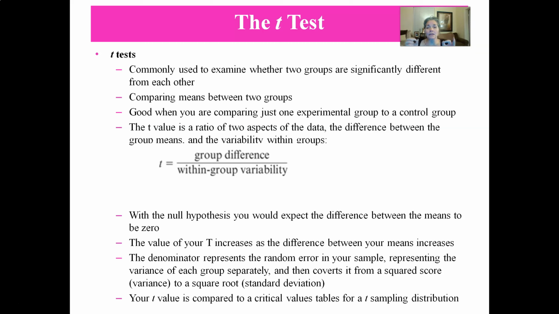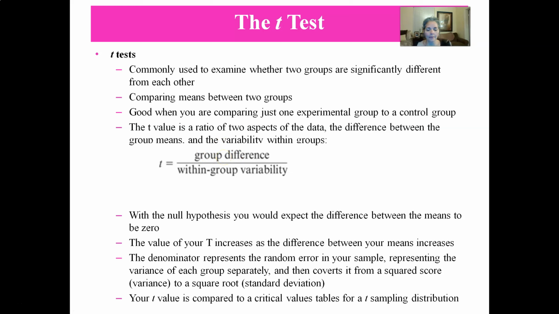What we're looking at is the means or averages of each of those groups. And it's great when you have just a control group and an experimental group. It ends up being a ratio. So we look at the group differences, how are they different from one another, divided by the within group variability, how much variation is there within those respective groups, and that's our t-value. So when the null hypothesis is true, then you expect the difference between these two things to be 0, right? If there are no differences, then the group differences would be 0, right?